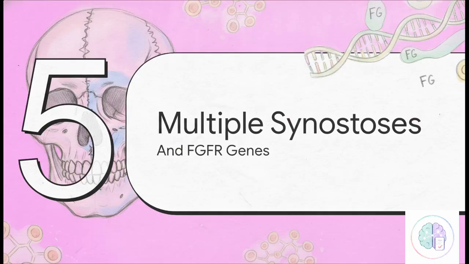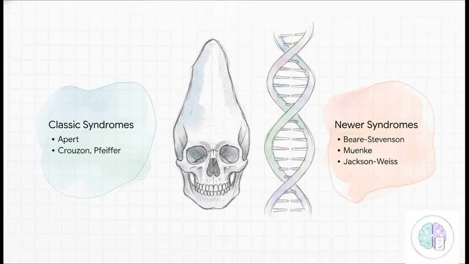Section 5. Multiple synostoses and FGFR genes. Let's look at the genetics. So, what happens when multiple sutures fuse? This causes oxycephaly, which presents as a tower skull, undeveloped sinuses, shallow orbits, and elevated ICP. This process is largely driven by autosomal dominant mutations in the FGFR, or fibroblast growth factor receptor, genes. You definitely need to know the classic syndromes associated with this: Apert, Crouzon, and Pfeiffer. But do not overlook the newer recognized entities either, which include Baller-Gerold, Muenke, and Jackson-Weiss syndromes.